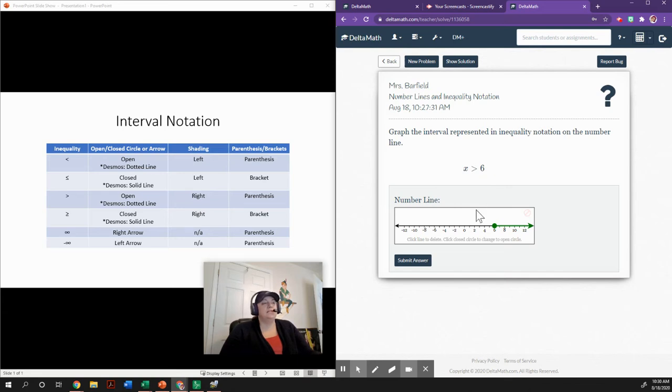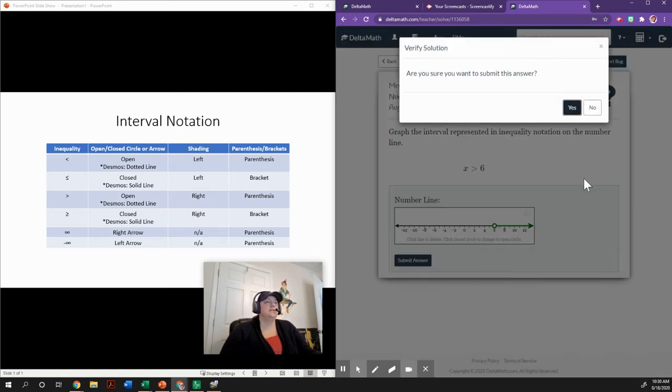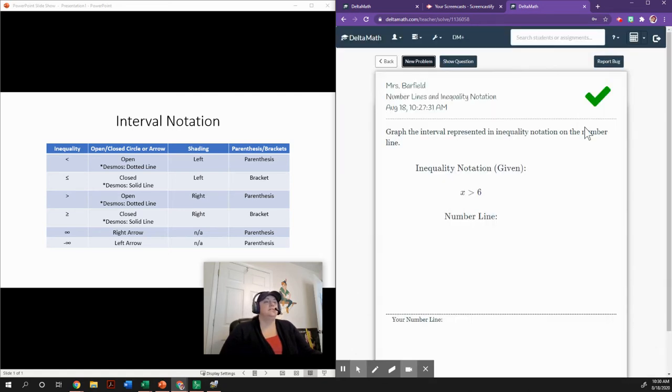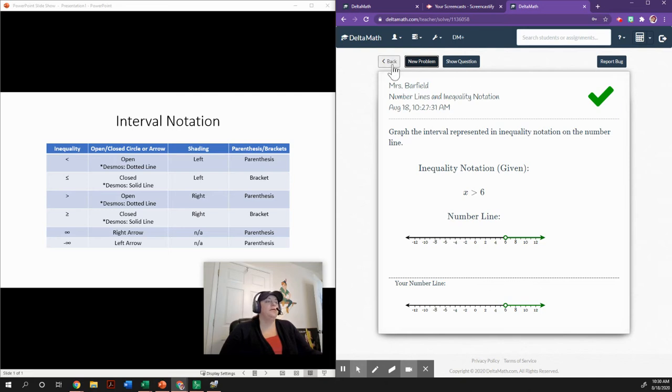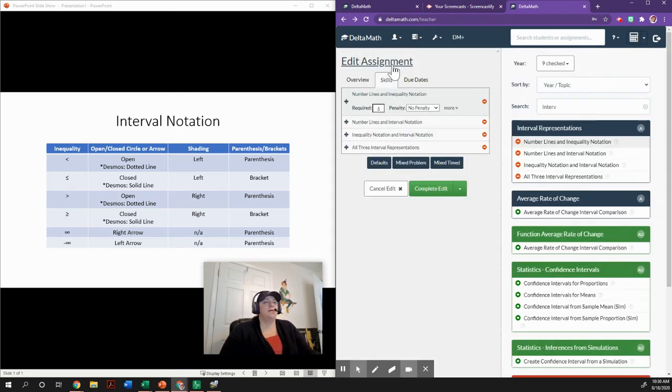Now, greater than is an open circle. So this is the next step. You click on 6 and it changes it to an open circle. So that's how you do the problem on Delta Math. Then you just hit submit. Yes. Green check mark. Okay. All right. So I'm not going to do any more of those.